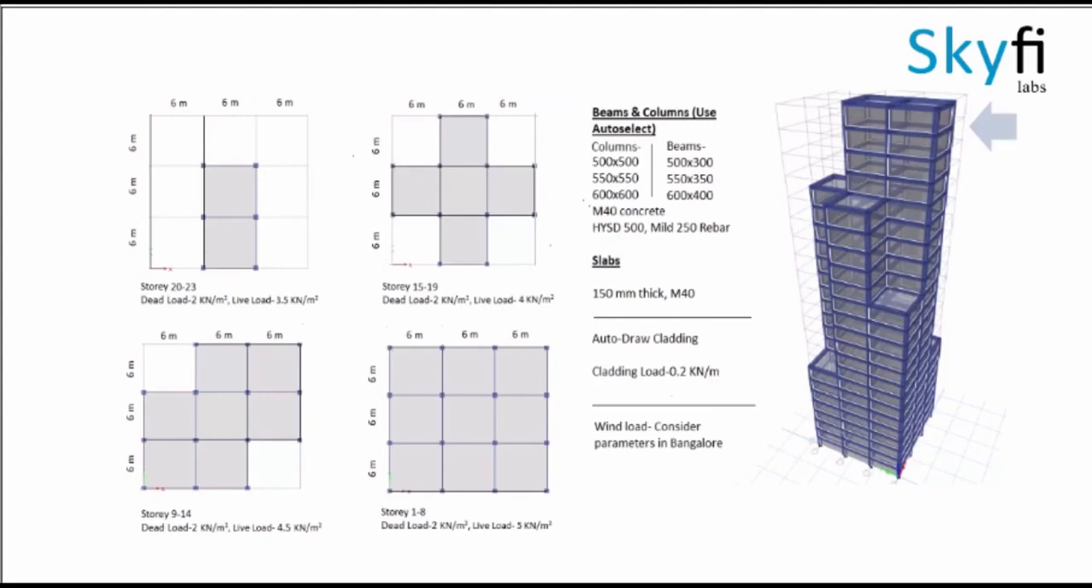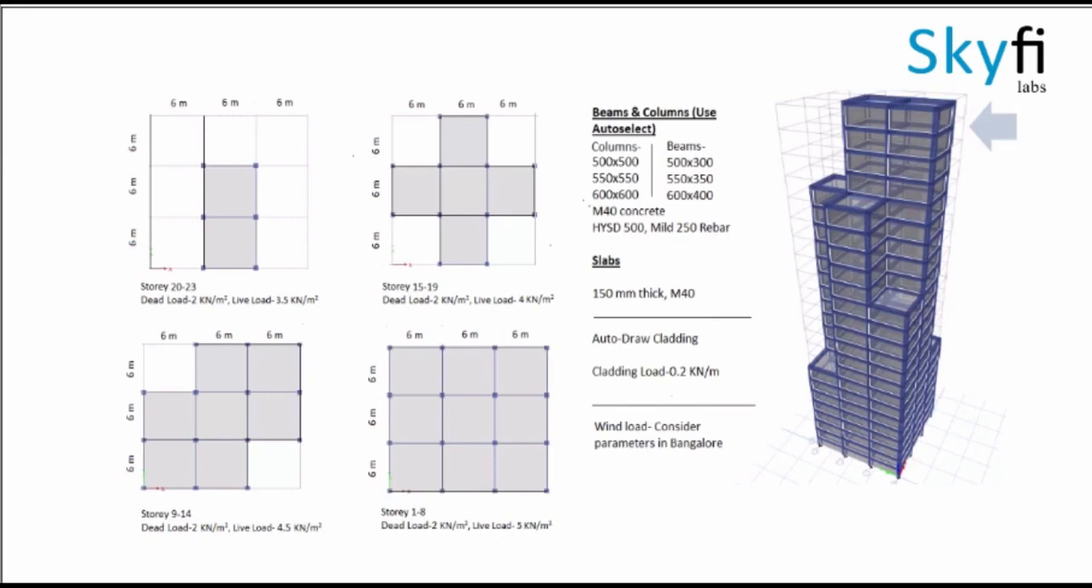Hi there. We are going to do tall building design using ETABS considering wind load parameters in Bangalore. By looking at this figure, we can see the various beams and columns that have been given, and we have to use the auto select option for both beams and columns of various sections.